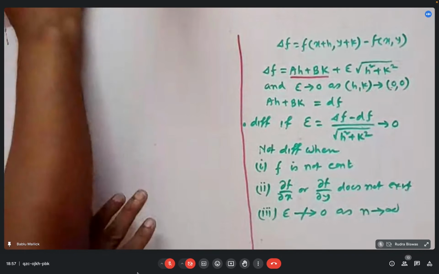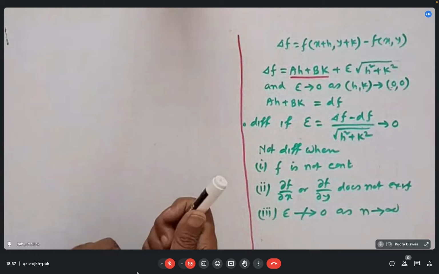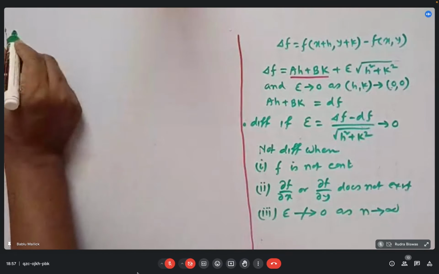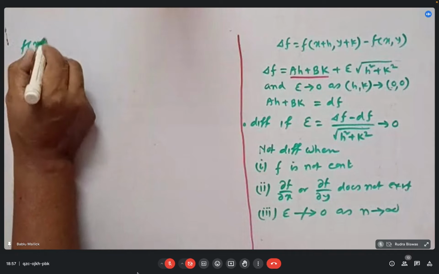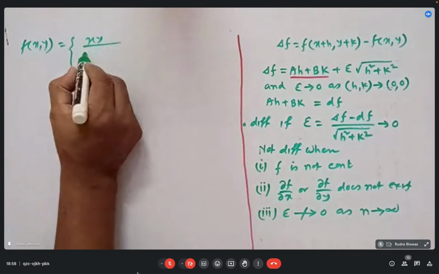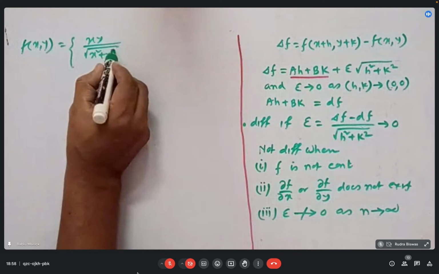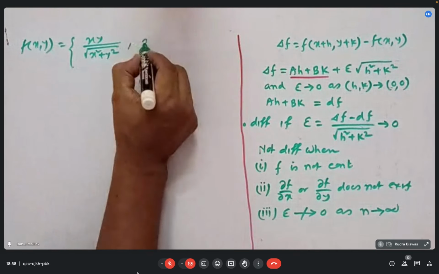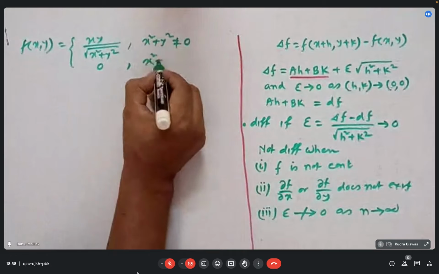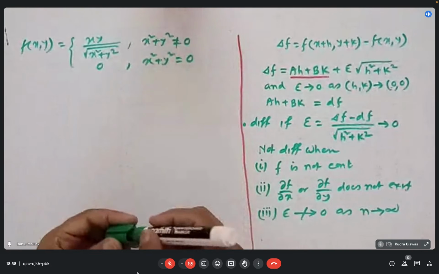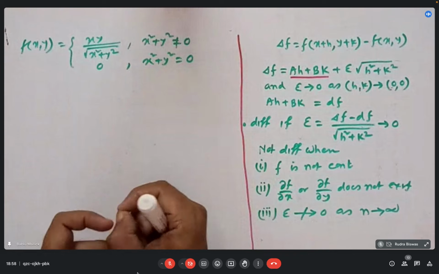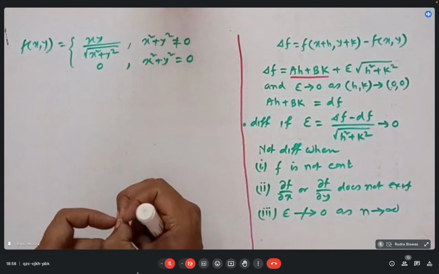Next, look. The question is this: f(x,y) is equal to xy divided by root under x square plus y square, when x square plus y square is not equal to 0, and it is 0 when x square plus y square is equal to 0 0, is not differentiable at 0 0.